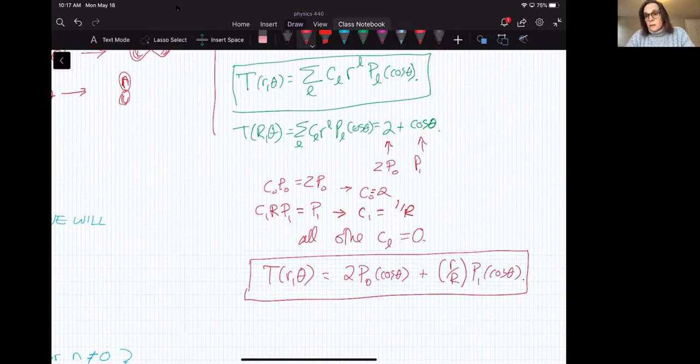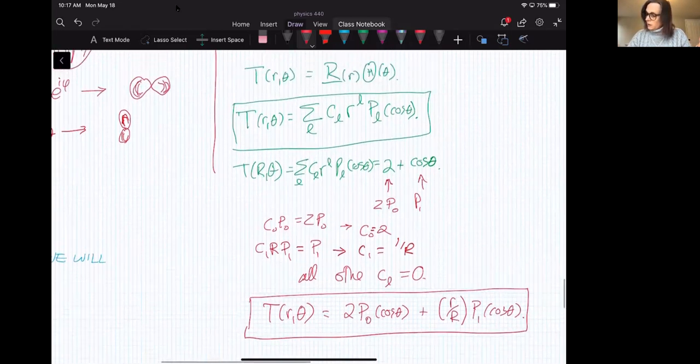You could imagine doing this problem with any other kind of function on the outer sphere, and you would just make the same arguments. Namely, this is going to be the general solution, and whether and how you terminate the series depends on what T of R theta is. Okay. And we'll see that you can do the same thing for a cylinder.